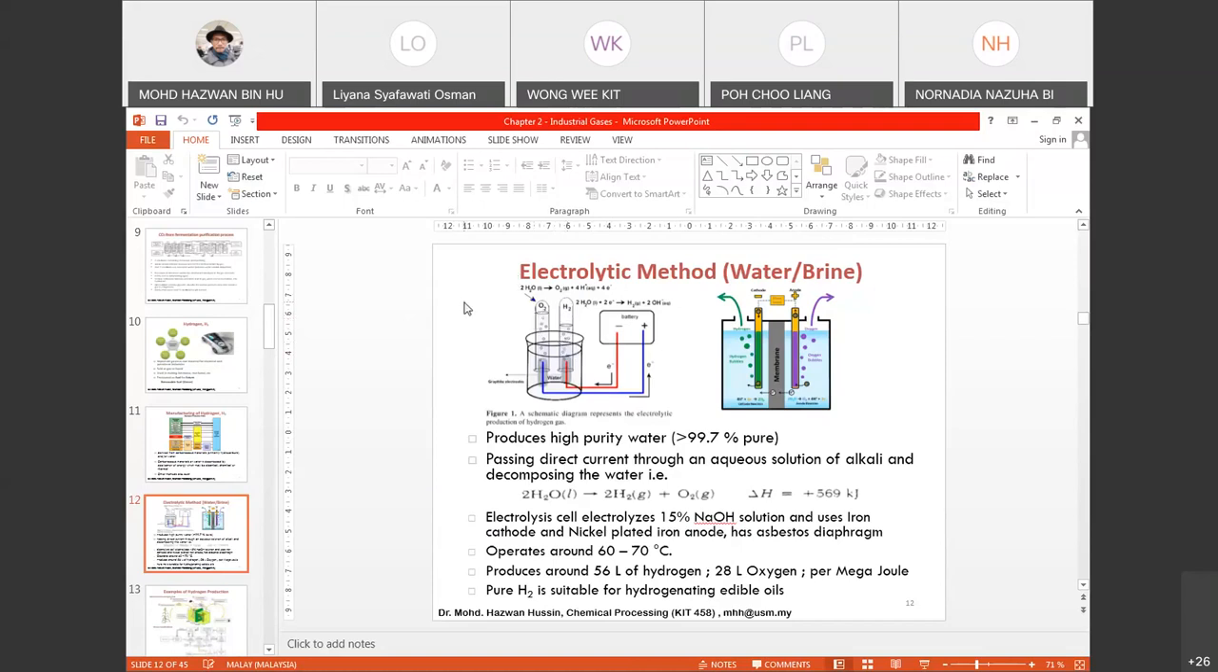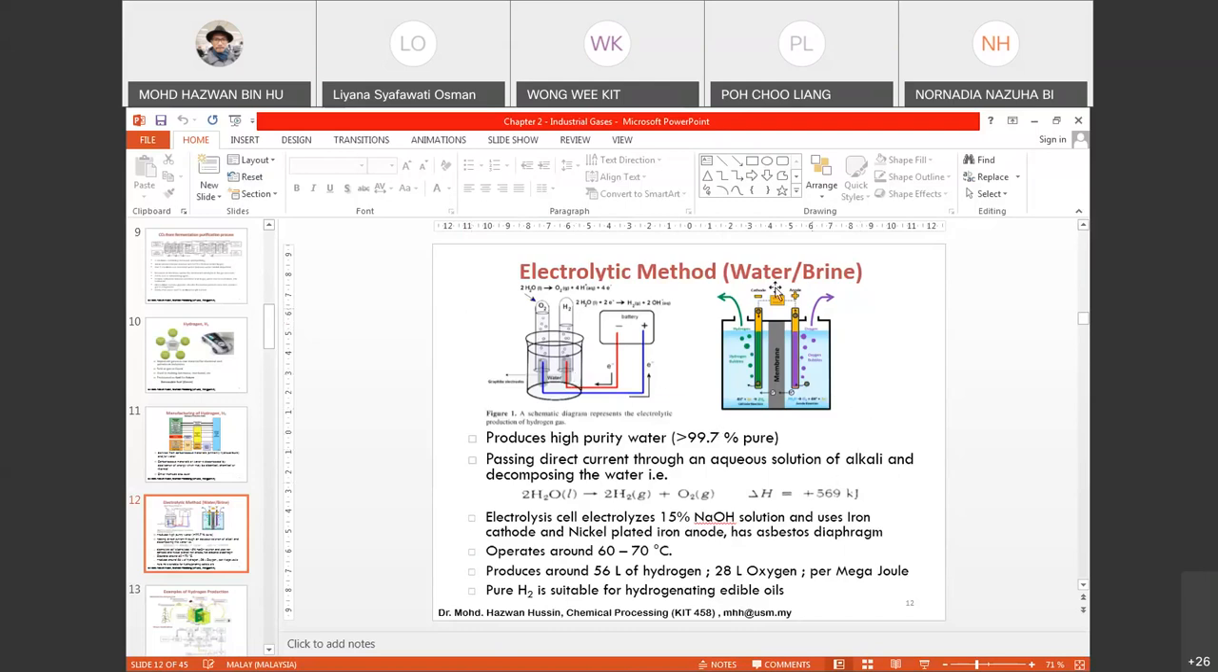So when you do this kind of experiment, you know that if you put a wooden splinter in oxygen gas, it will glow. And if you put a wooden splinter in hydrogen, it will produce a pop sound. So the ratio between oxygen to hydrogen is 1:2. Hydrogen is 2 times more in volume as compared to oxygen.